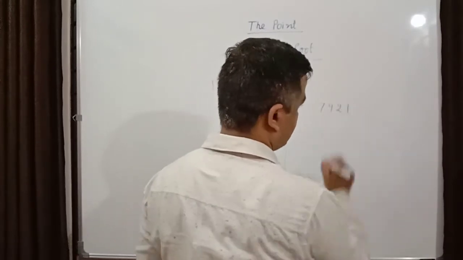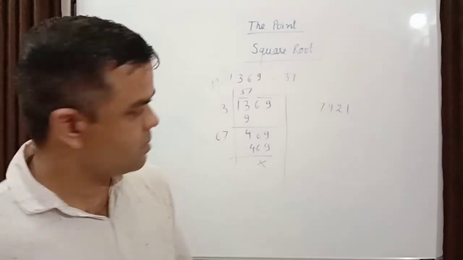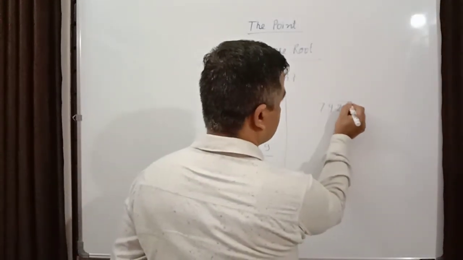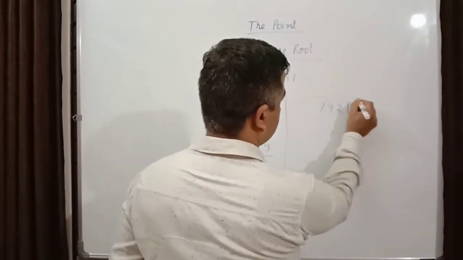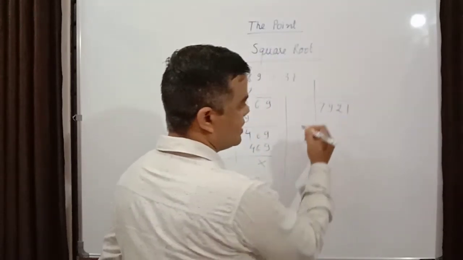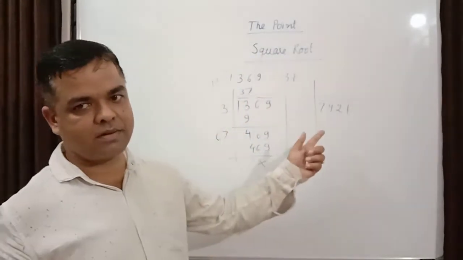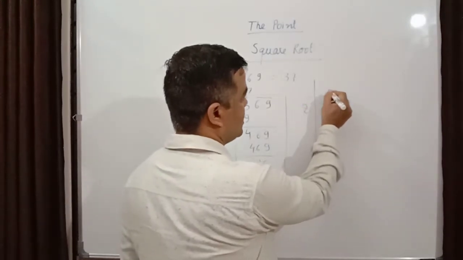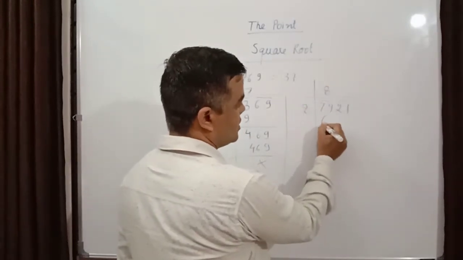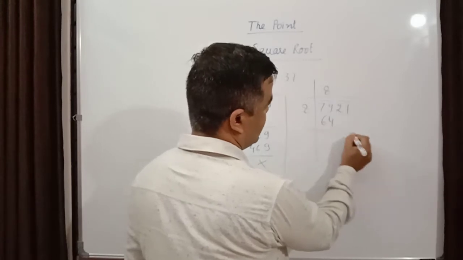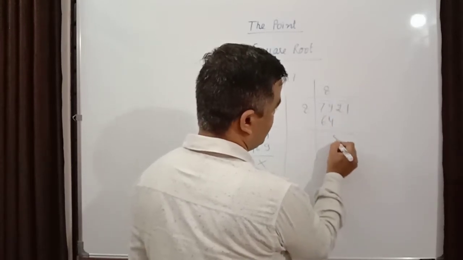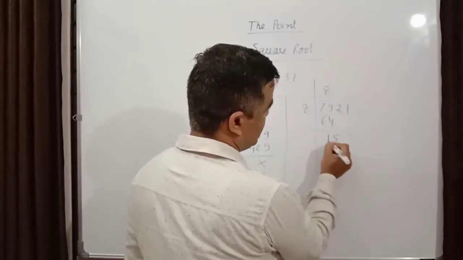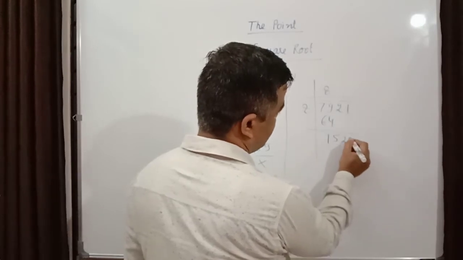7921 is the number. Again make pairs. Same pairs: 8 8 ja 64, 9 9 ja 81. So the first part will go 8. Write here 8, write here 8, 64. Minus: 9 minus 4 is 5, 7 minus 6 is 1. Take down this complete pair.